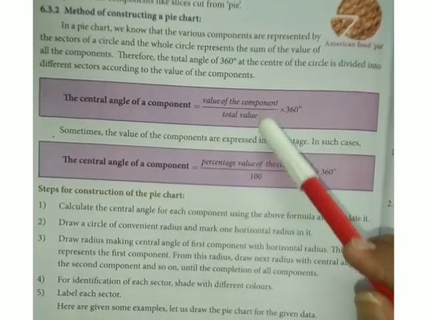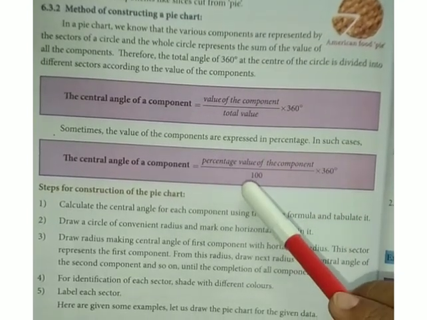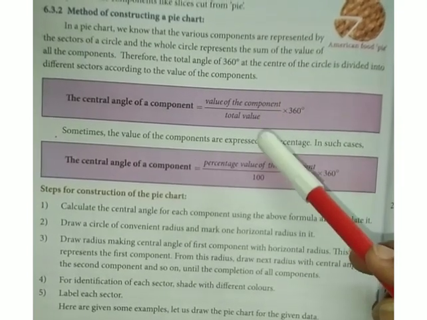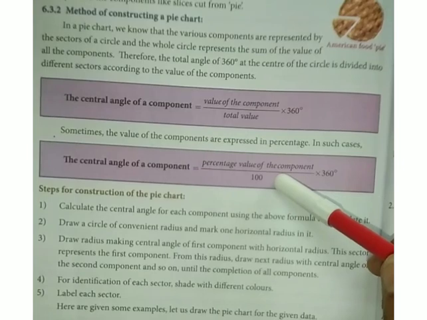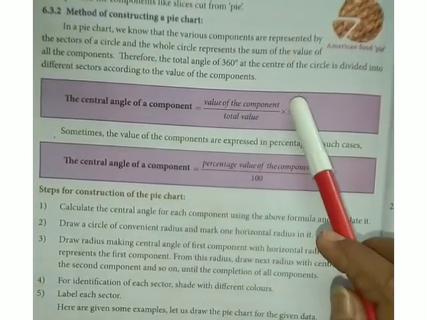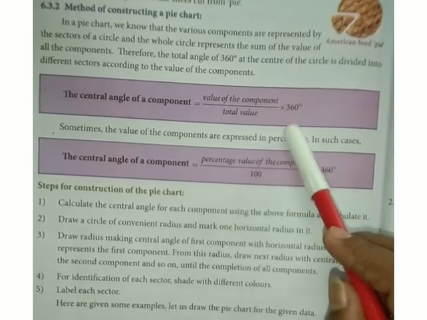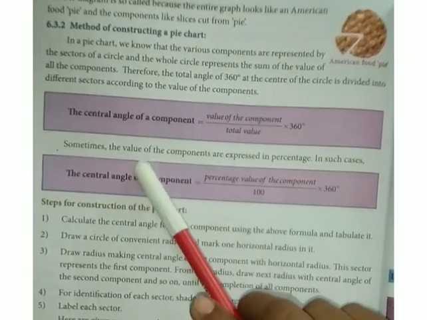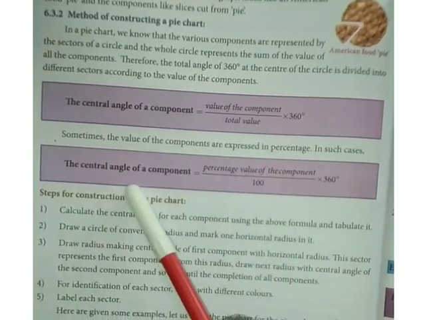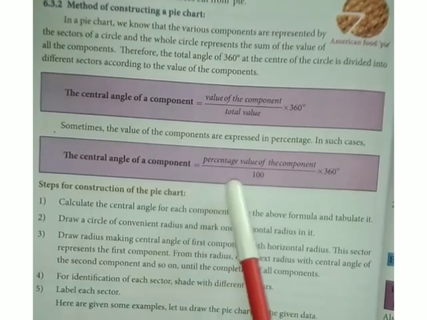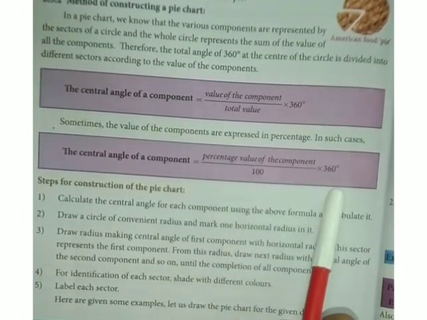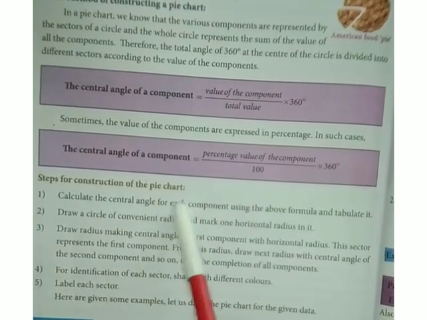In the tabular column, if they have given the values, we are going to use the first formula. If it is given in a percentage format, we are going to apply the second formula. So the central angle of the component equals value of the component by total value into 360 degrees. Sometimes the values of the components are expressed in a percentage. In such cases, the central angle of a component equals percentage value of the component by 100 into 360 degrees.